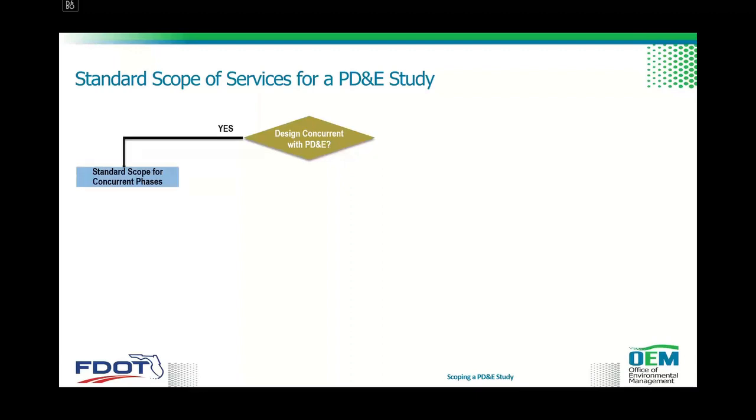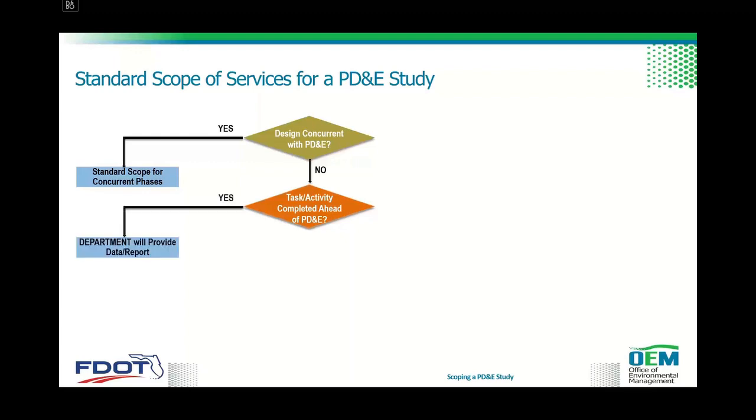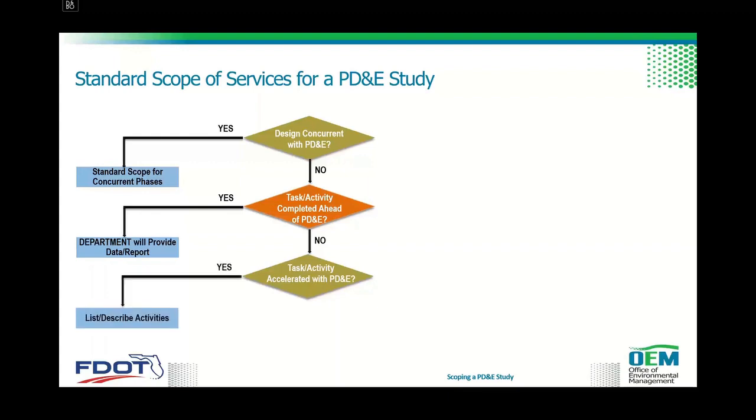If the design project is concurrent with PD&E, then of course develop a standard scope of services for concurrent phases. If not, then you need to determine what tasks or activities have been completed ahead of PD&E, or should be. If there are activities completed ahead of PD&E, then the department provides the data or the report that will feed into the PD&E. If not, then you need to determine what activities would be accelerated with the PD&E. If there were activities accelerated with PD&E, then you need to ensure that those activities are listed and described. If not, then the PD&E would be a standalone scope of services. It would only be a PD&E study rather than a concurrent one.